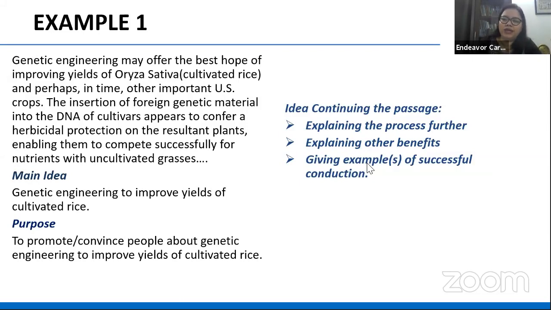Explaining the process further will least strengthen the purpose of the author. Why are we saying this? Because the process per se will not convince me that genetic engineering may indeed offer the best hope, right? So of the three, if I've got to choose, I will choose the third one as a logical continuation. Okay, I hope this is understood. We're talking here of main idea. Understand what the paragraph is saying or what the author is saying, the most important idea. Understand the purpose of the author. Why has the author written this?